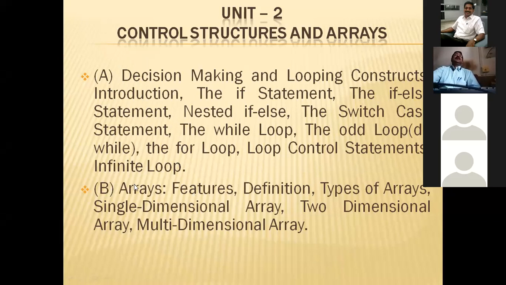And in unit number 2, part B is arrays, covering the features of arrays, the definition of arrays, and the types of arrays: single-dimensional arrays, two-dimensional arrays, and multi-dimensional arrays. So these are the units. Okay, I think there are only 2 units.